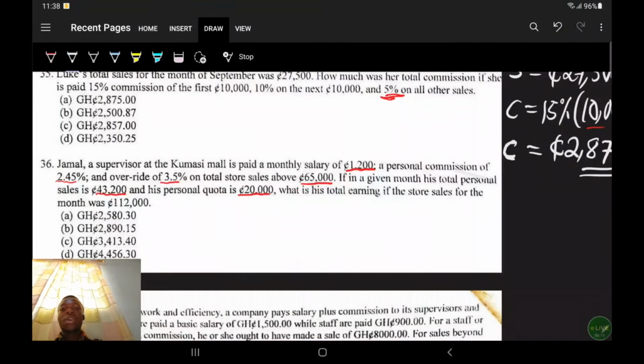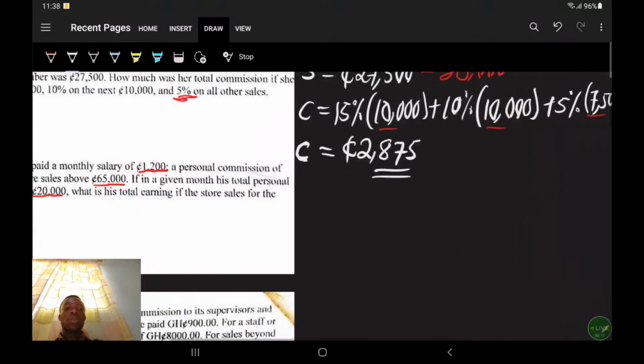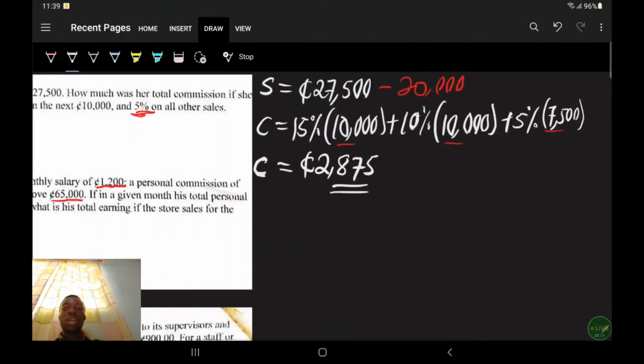Remember, because Jamal is a supervisor, he's going to earn an override commission. An override commission is a commission that is earned on store sales by supervisors or managers of higher positions, based on the sales of the representatives that work under that supervisor. You're going to earn a commission on that. Is that okay? So let's see how you calculate that.